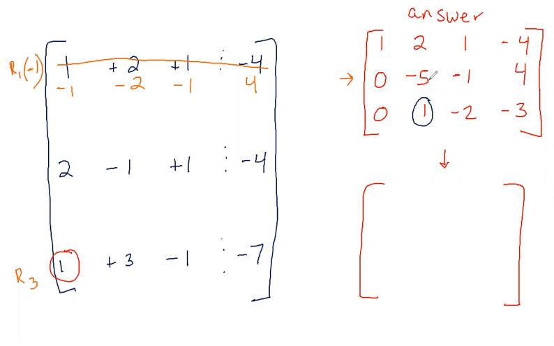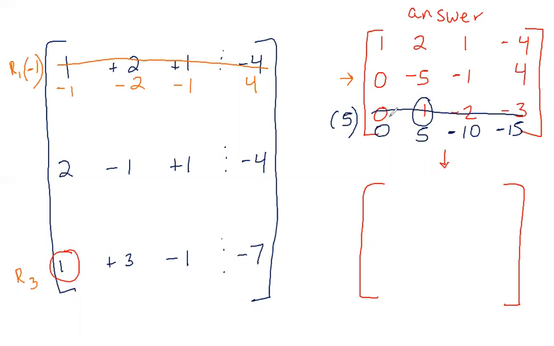Well, negative 5 right here would cancel out perfectly with a positive 5. So I'm going to multiply all of row 3 by 5, and I'll write the new row 3 down here. 5 times 0 is 0. 5 times 1 is 5. 5 times negative 2 is negative 10. And 5 times negative 3 is negative 15. Now, I'll cross this out.